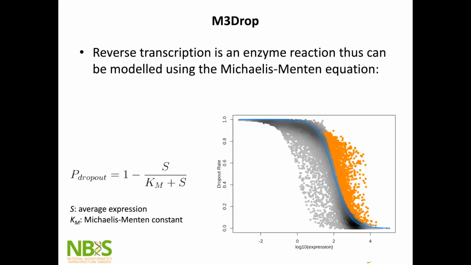Then there's another method called M3Drop. They just have a slightly different way of modeling. It sounds super fancy. They're doing this Michaelis-Menten equation about dropouts, but it's actually been shown in some of these evaluation papers that this one doesn't give as good results as these normal variable gene selection methods.